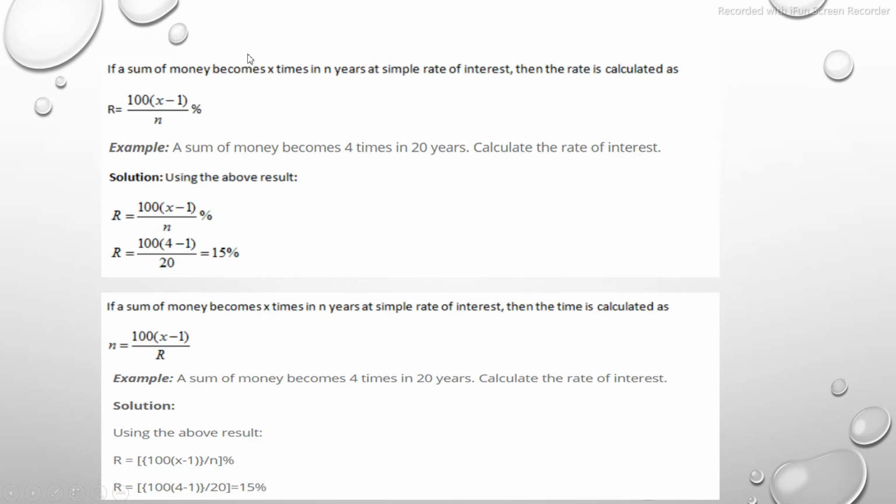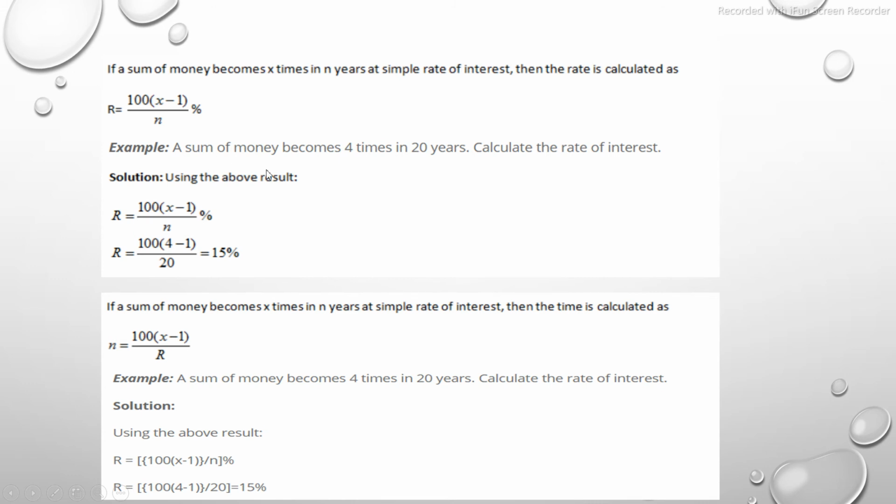The next is: if a sum of money becomes X times in n years at simple rate of interest, then calculate the rate. This type of question is generally asked in competitive examinations, so remember this formula. The rate will be given as 100 into (X minus 1) by n %.